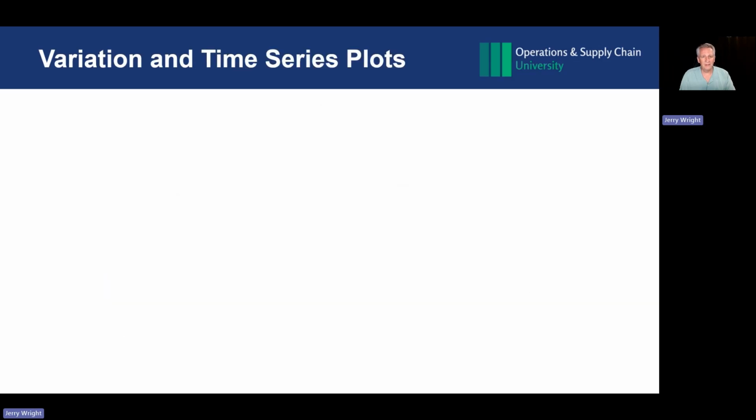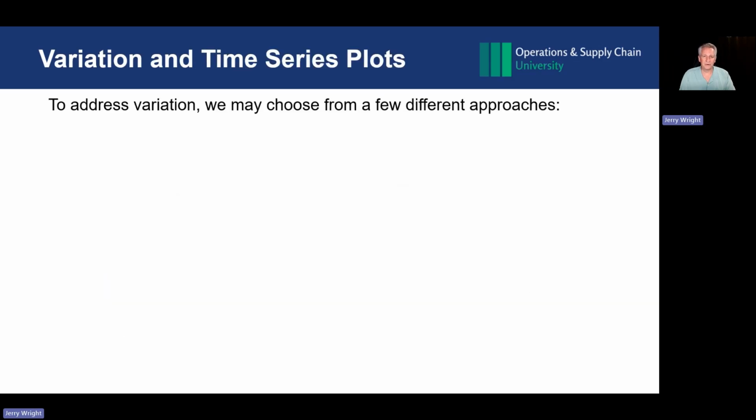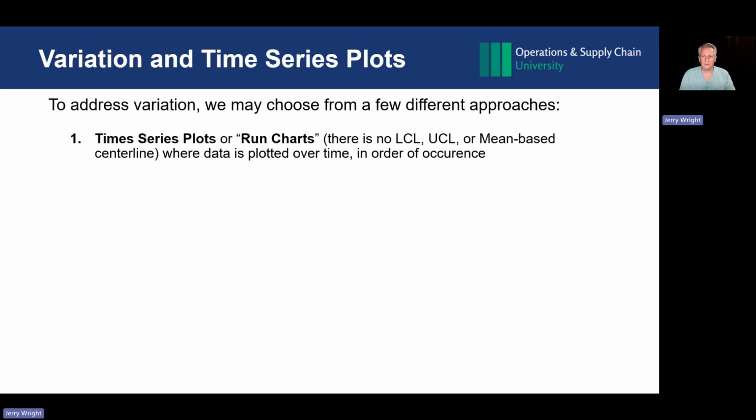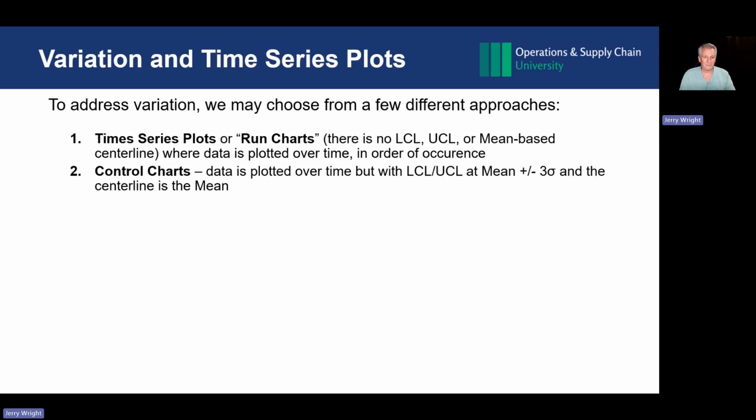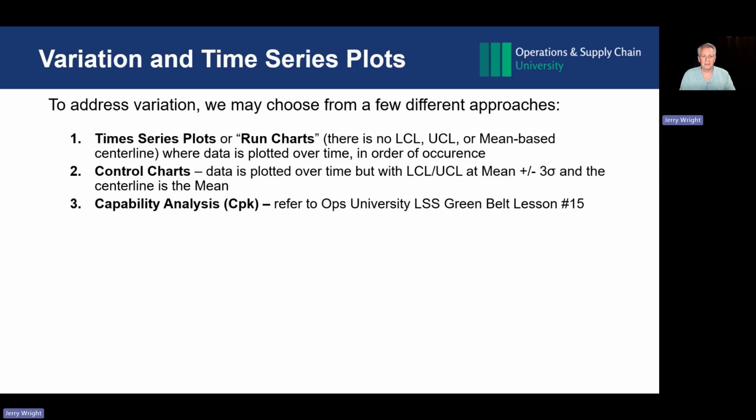Okay, so variation in series time plots. To address variation, we may choose from a few different approaches. There's a time series plot, or I like to call those run charts. There's no upper and lower control limit. There's no center line. We just plot the data over time in order that they occur. Then there's control charts. The data is plotted over time, but we have an upper and lower control limit at the mean plus 3 times the standard deviation and the mean minus 3 times the standard deviation, or 3 sigma. And the center line is the mean or the average.